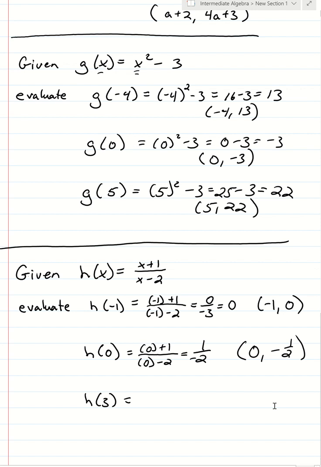Let's do the last one now. We're going to evaluate h of 3 for our function h of x. And if I do that correctly, 3 plus 1 goes on the top, and then we're going to have 3 minus 2 on the bottom. When we simplify what we can, we would have a 4 on top, 1 on the bottom, which is of course simply the number 4. So our ordered pair would read 3, 4.